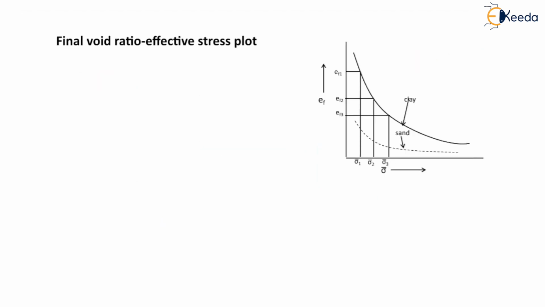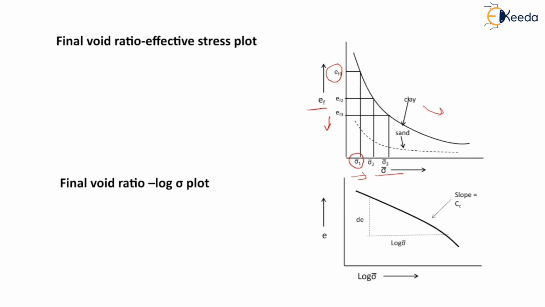So this is the effective stress versus final void ratio plot. So in this plot also we can see that as the value of effective stress increases, the value of final void ratio decreases. So at lower effective stress, we can see that the value of final void ratio is maximum, and as the value of effective stress increases, the corresponding value of final void ratio decreases. This plot is required for the determination of magnitude of consolidation settlement in the field.